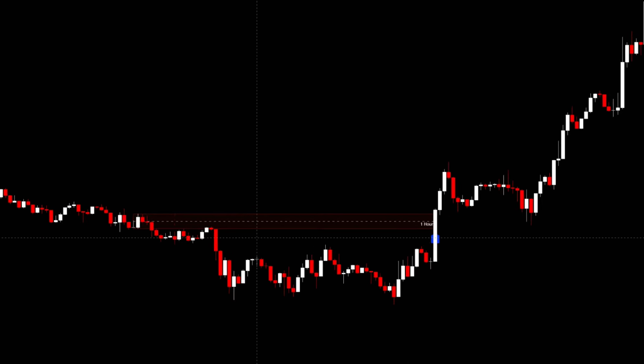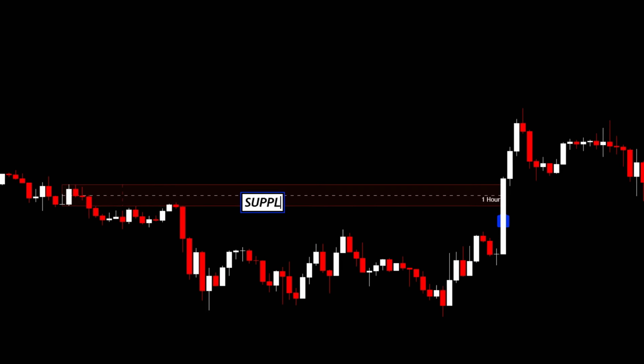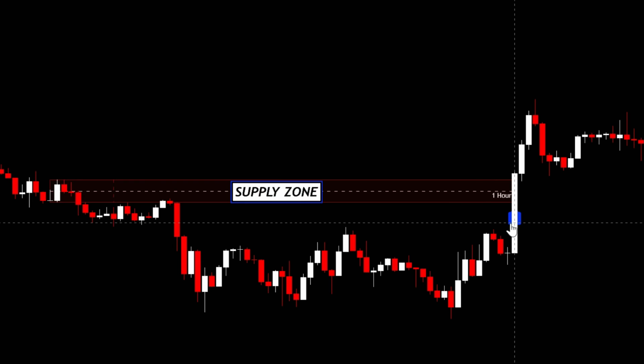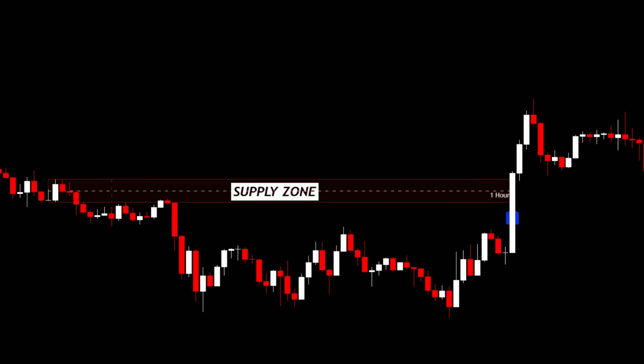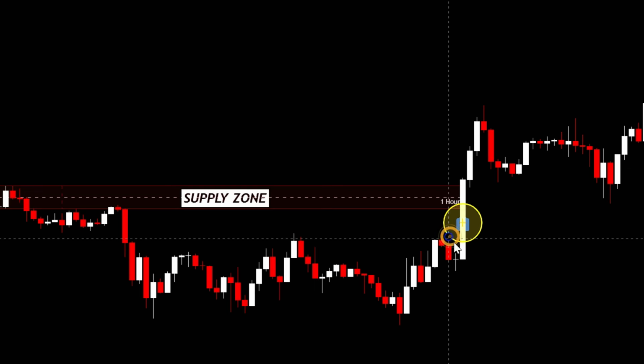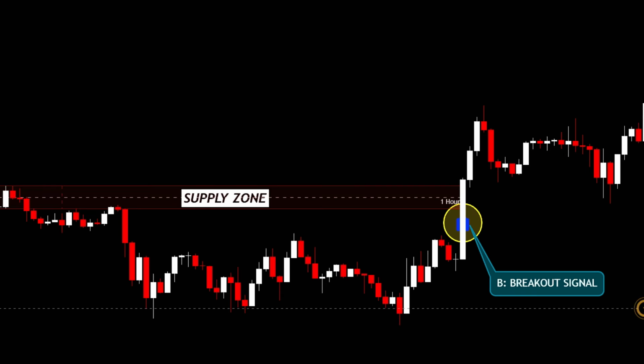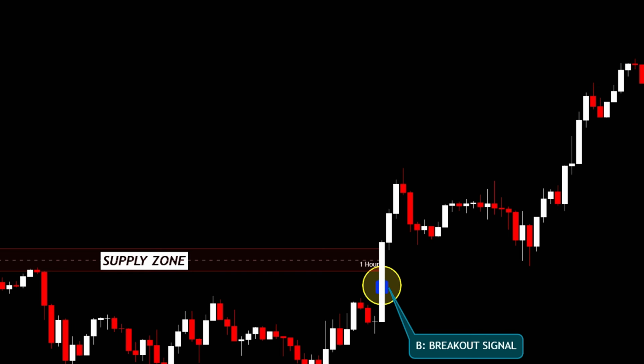It doesn't stop there. Jump over to the 1 hour time frame. Now we've got a supply zone forming. The indicator marks it clearly, showing sellers stepping in. But watch this. Right after a bullish breakout through the zone, the tool instantly triggers a breakout signal, flagging another potential buying opportunity as price flips that zone from supply into demand.